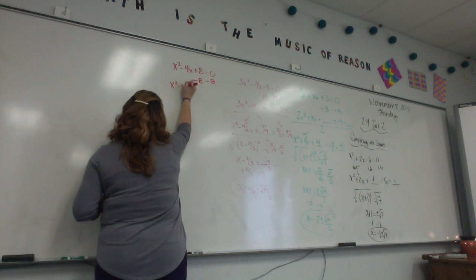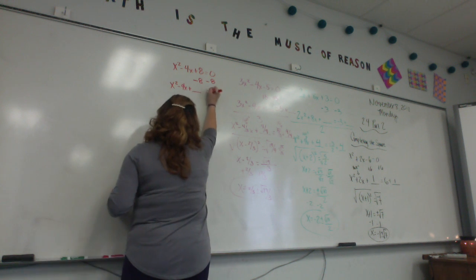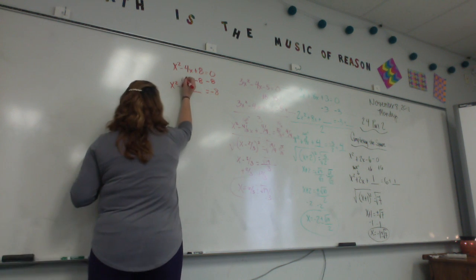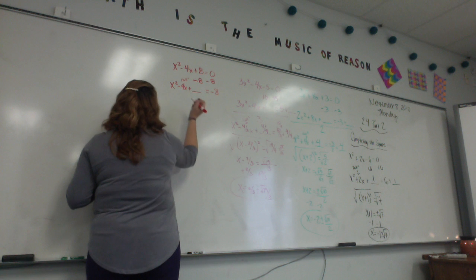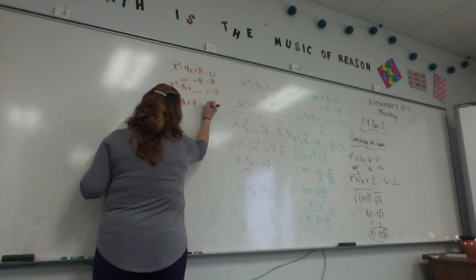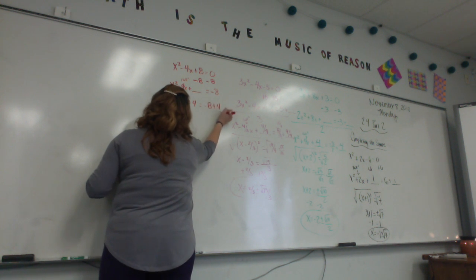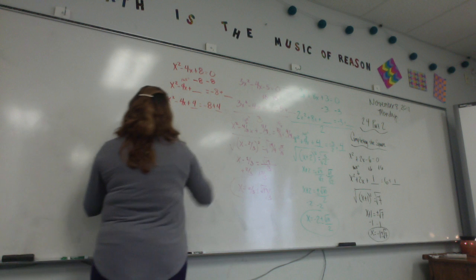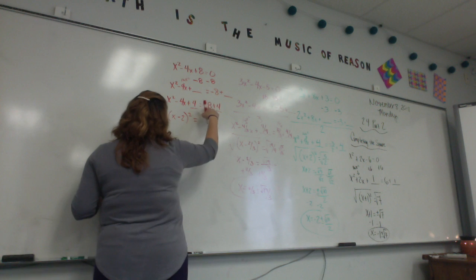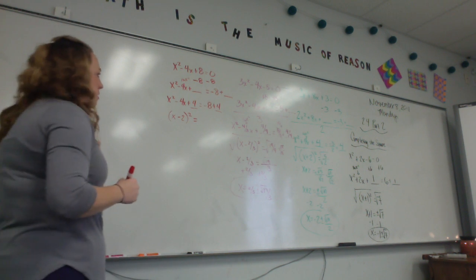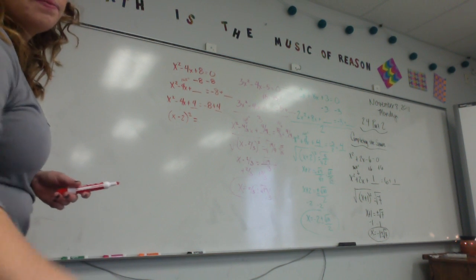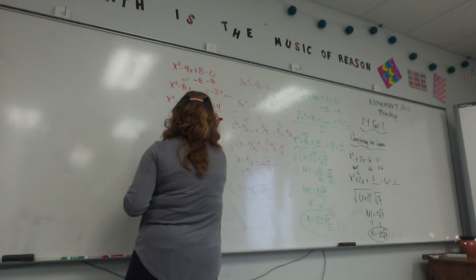X squared minus 4x plus something equals negative 8. Half of 4 is 2, and 2 squared is 4. So x squared minus 4x plus 4 equals negative 8 plus 4. Okay, fill in the blanks. Now that gives me x minus 2 squared, which equals negative 8 plus 4. What's negative 8 plus 4? Negative 4. Okay, so I get negative 4.